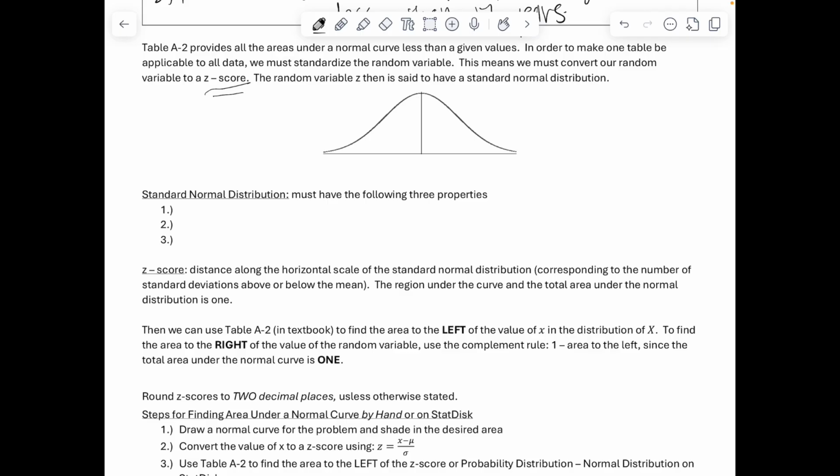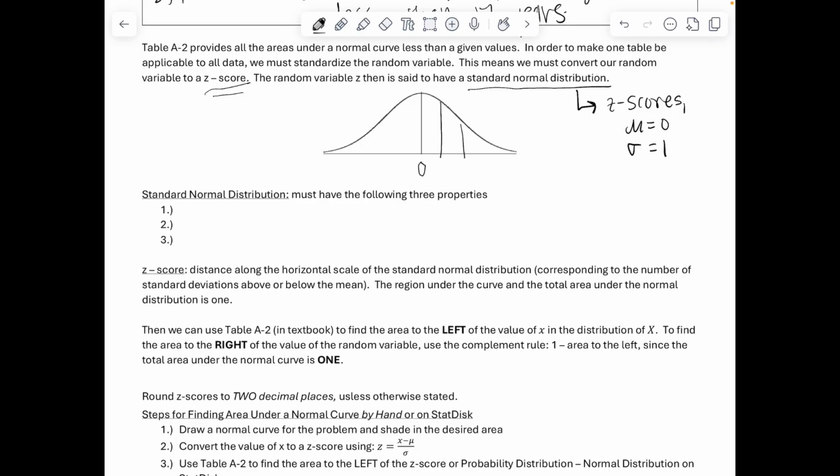The random variable z then is said to have a standard normal distribution. So standard normal distribution, again, is where you would have your z-scores. And we have our mean equal to 0 and our standard deviation equal to 1, like we saw in the previous chapters. And so that means that in the middle you would have your mean, which is 0.